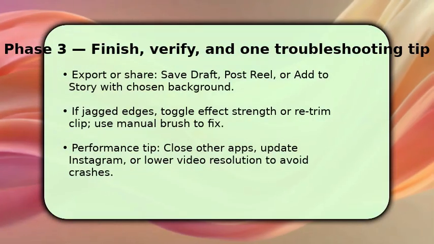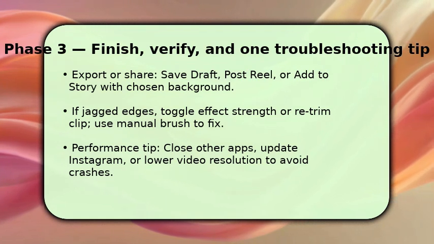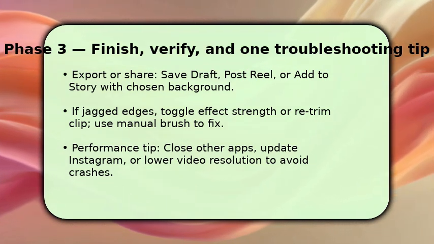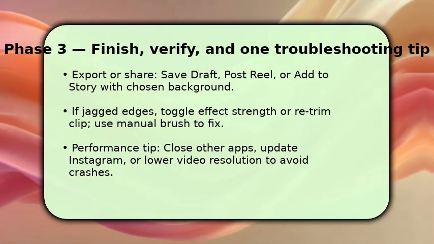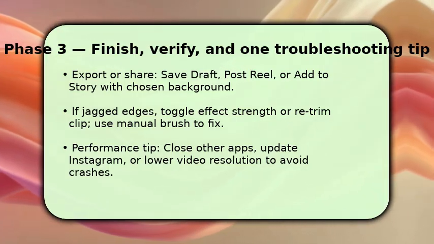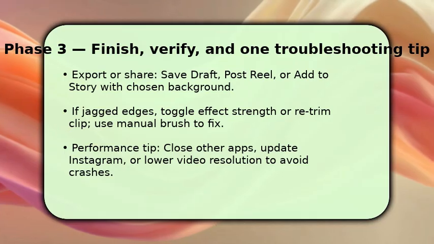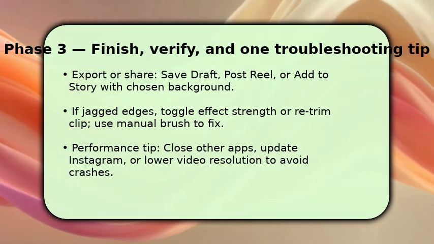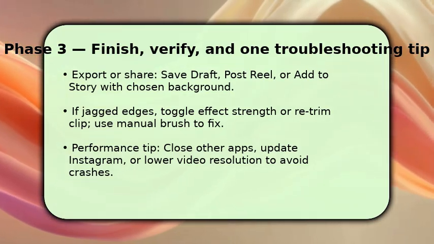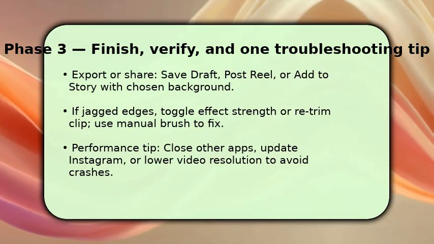To finish, tap Done, then save draft or share as a story or reel. Make sure captions and tags are set before posting. If you see jagged edges or flicker, reopen the effect, reduce strength, or retrim the clip slightly. Manually paint over problem areas with the Erase or Restore brush.